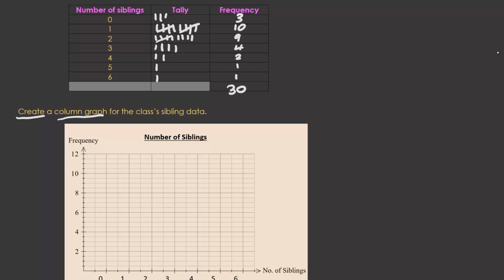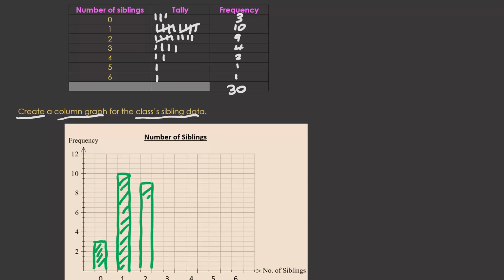Create a column graph for the class's sibling data. So we can see 0 siblings here. It has a frequency of 3. 1 has a frequency of 10. Remember, frequency just says how many of them we have. 2 has a frequency of 9. So that would give us this column.